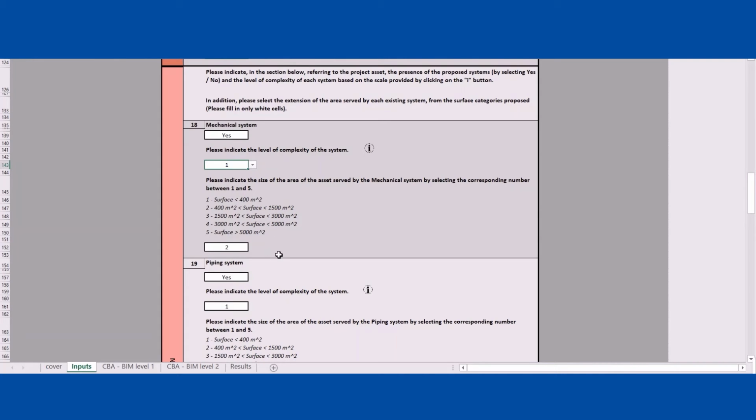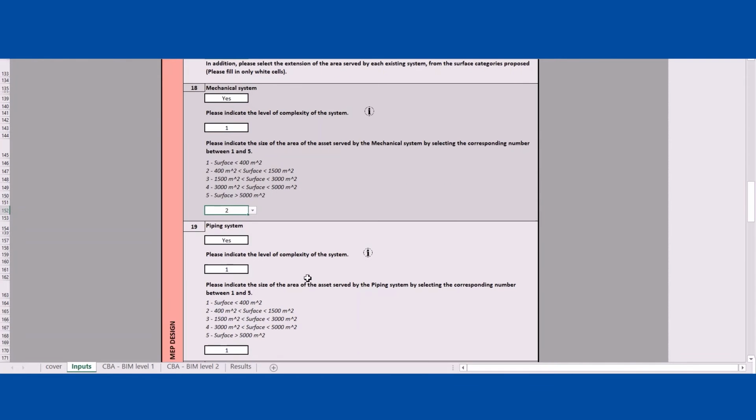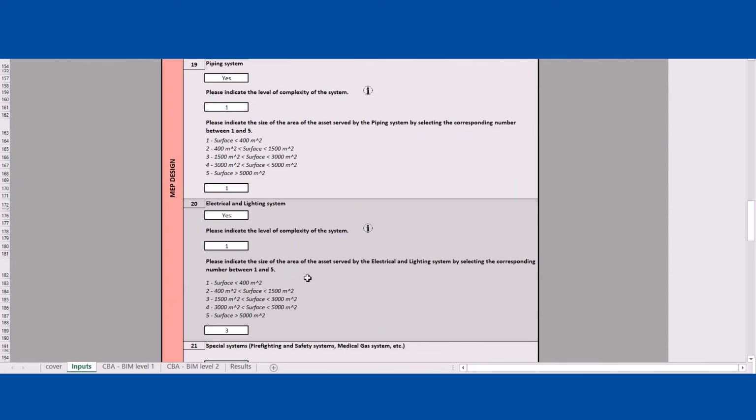Lastly, for each system, we must consider the surface area of the building served by the system. In our case, this system is estimated to occupy an area of about 1,200 square meters, so we select option number 2. The same logic applies to the other systems.